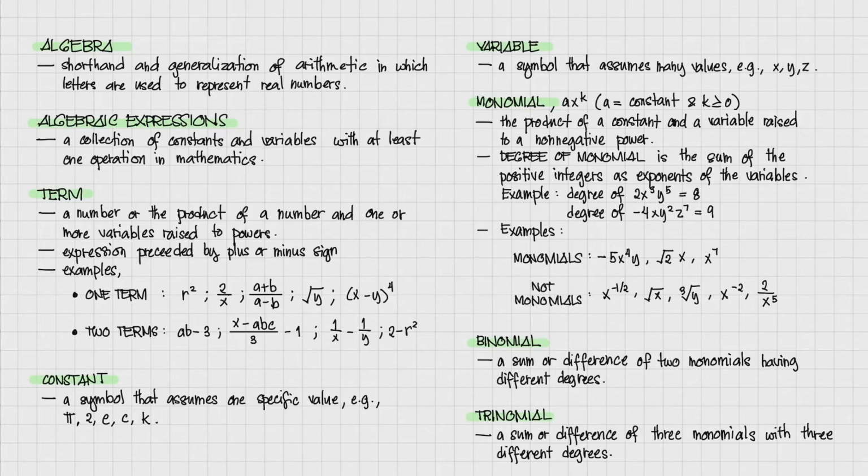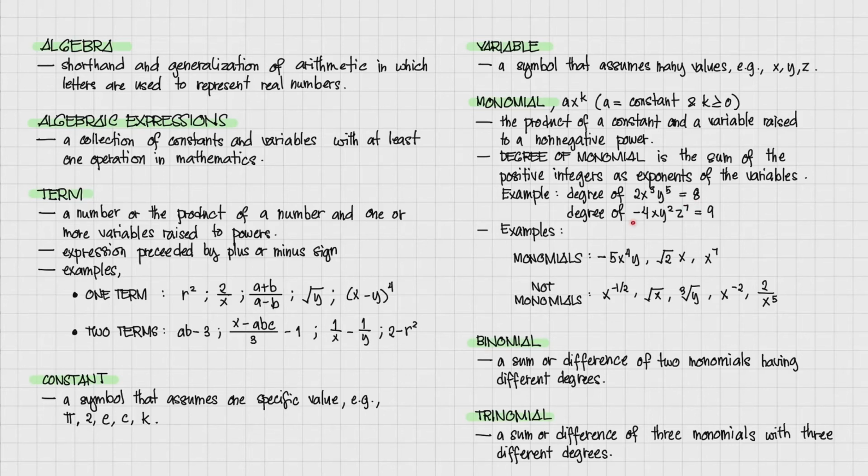Now, what is a monomial? A monomial is a product of a constant and a variable raised to a non-negative power. The degree of a monomial is the sum of the positive integers as exponents of the variables. An example: the degree of the term 2 times x raised to 3 times y raised to 5 is equal to 8. You're just going to sum up the exponents. So you have 3 plus 5, that equals 8.